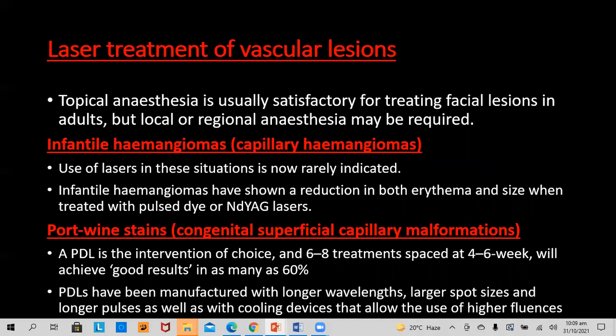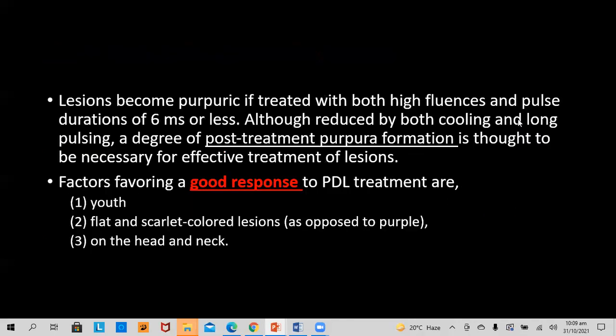Port wine stain. A PDL is the intervention of choice, and 6 to 8 treatments spaced at 4 to 6 weeks will achieve good result in as many as 60% of the patients. PDL have been manufactured with longer wavelength, larger spot size, and longer pulses, as well as with cooling device that allow use of higher fluence. Lesions become purpuric if treated with both high fluence and pulse duration of 6 milliseconds or less. Although reduced by cooling and longer pulse, the degree of post-treatment purpura formation is thought to be necessary for effective treatment of the lesions. So the end point of a good laser treatment with PDL for a vascular lesion is purpura.